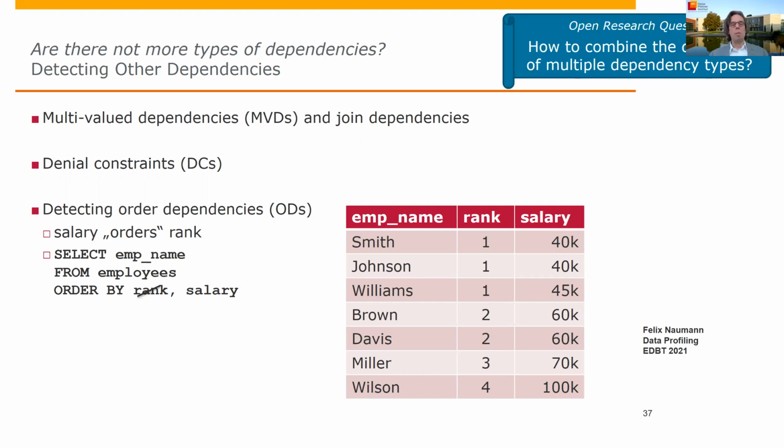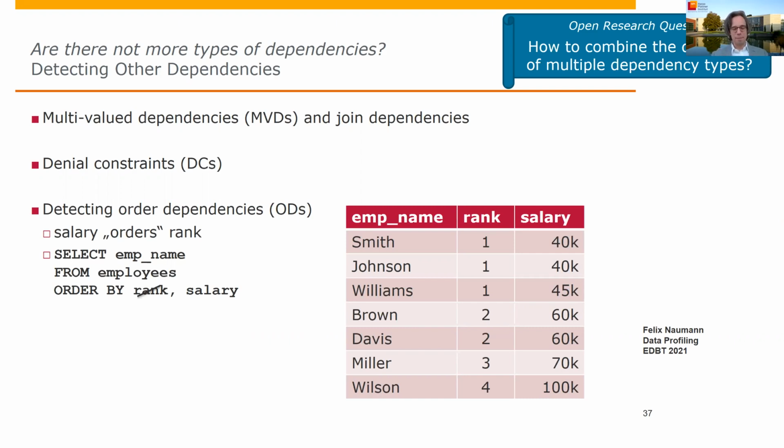One, in my view, open research question is, how do I combine the discovery of these multiple dependency types? You already saw on the previous slides, they all have the same kind of pattern. I have a lattice, I go through the lattice, check candidates. They also often use similar data structures underneath. So a question is, can I run through this data and discover multiple kinds of things at the same time and not just have a specialized algorithm for one or the other?